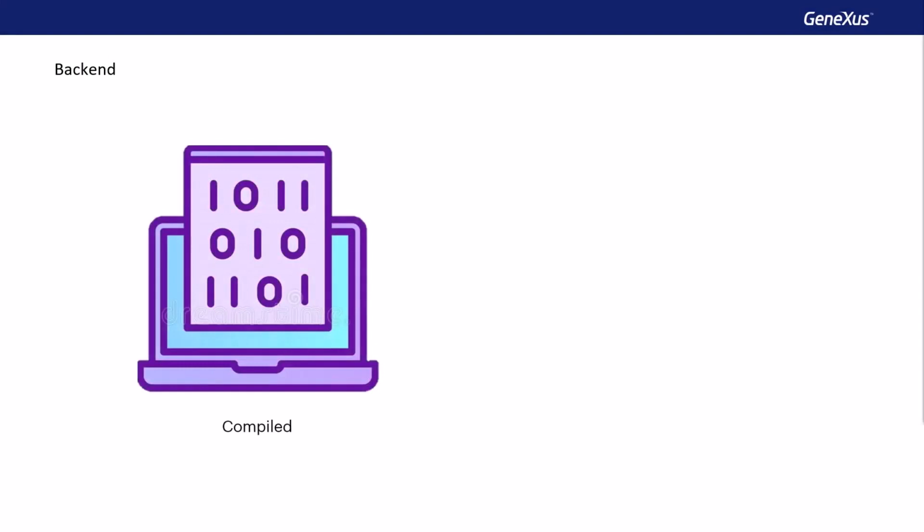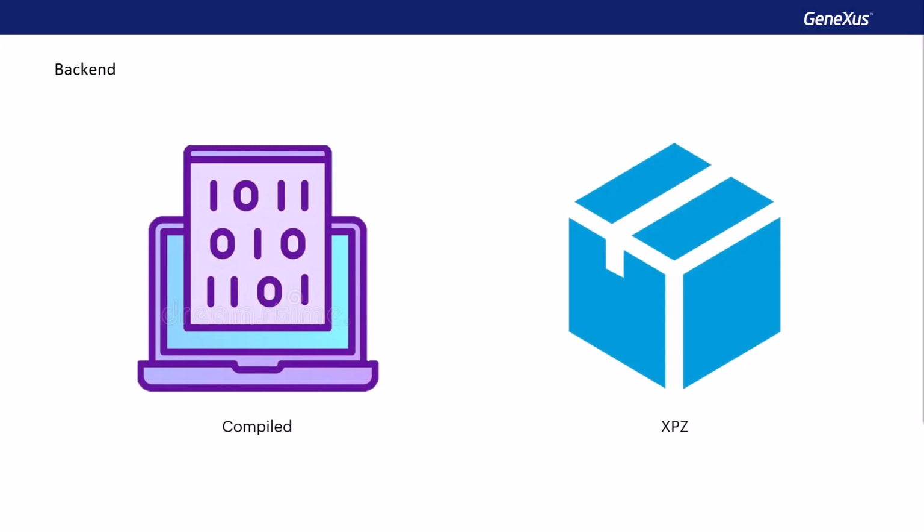There are two versions of the backend. The first one is the compiled one. By default, it's created when enabling GAM in the KB. The second version is through an XPZ, which are the files used by the KB manager to exchange objects between knowledge bases. The name is derived from the extension of these files. In this case, GAM can be incorporated into the KB by importing this XPZ included in the GeneXus installation.